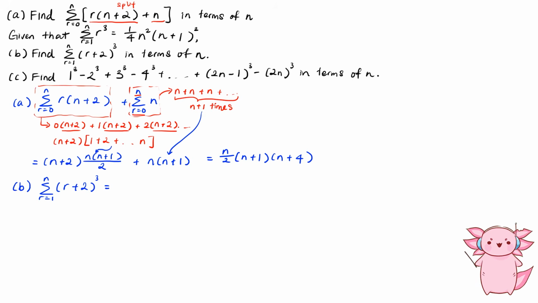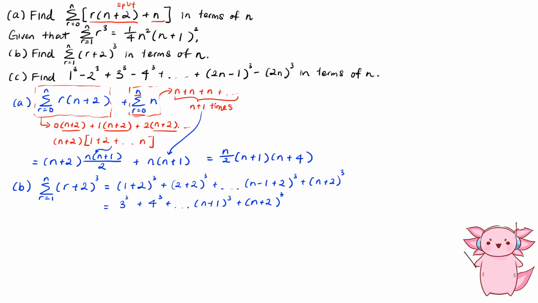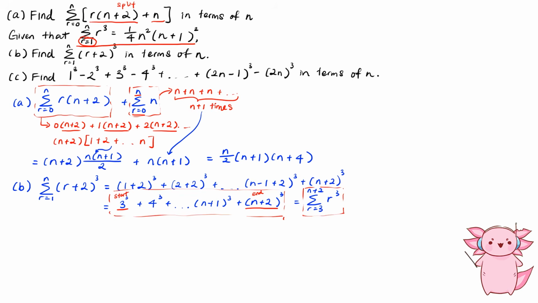For part B, let's try to write out the first few terms and the last few terms of this summation, and notice that r starts from 3 and ends at n plus 2, so it can be written as a summation like this. But if we take a look at the summation given, it starts from r equals 1 and goes up till n only. So we have to make a few changes.